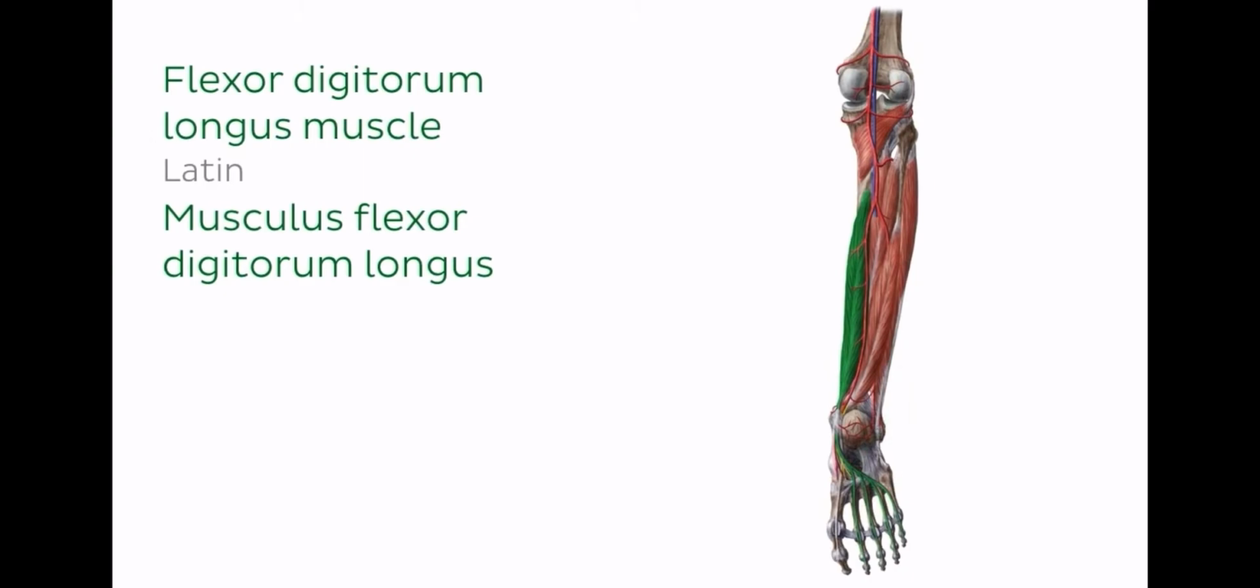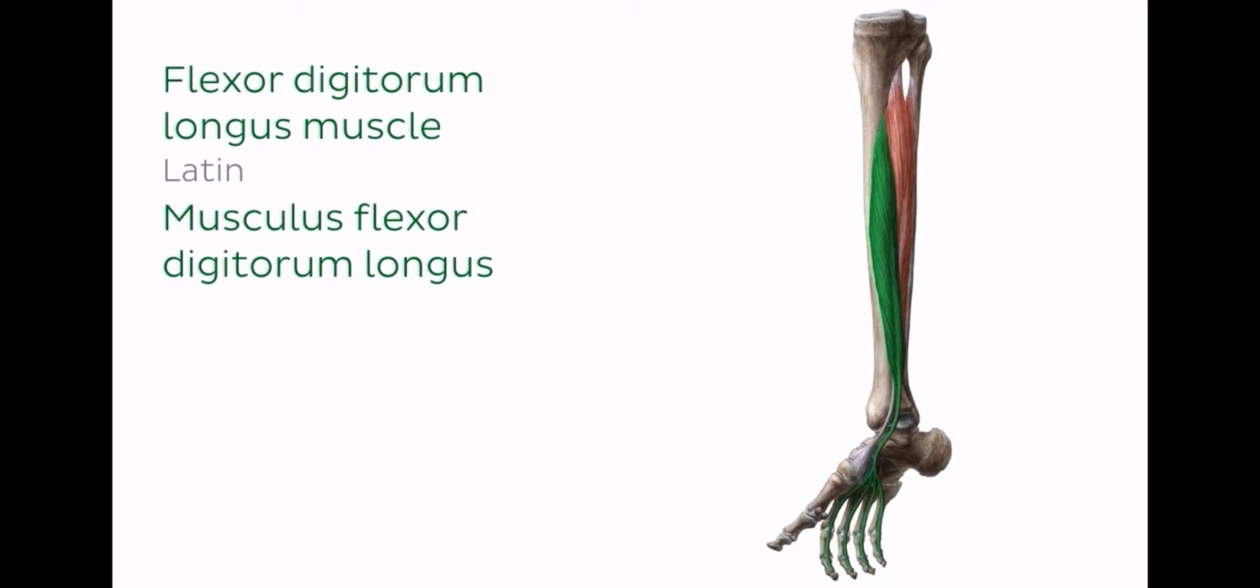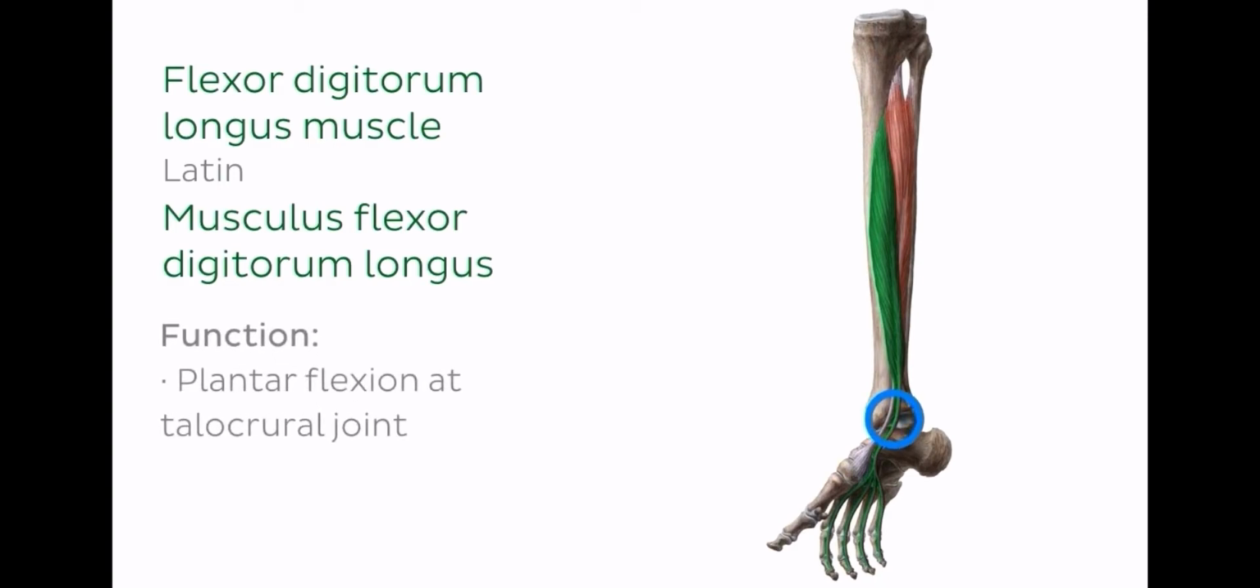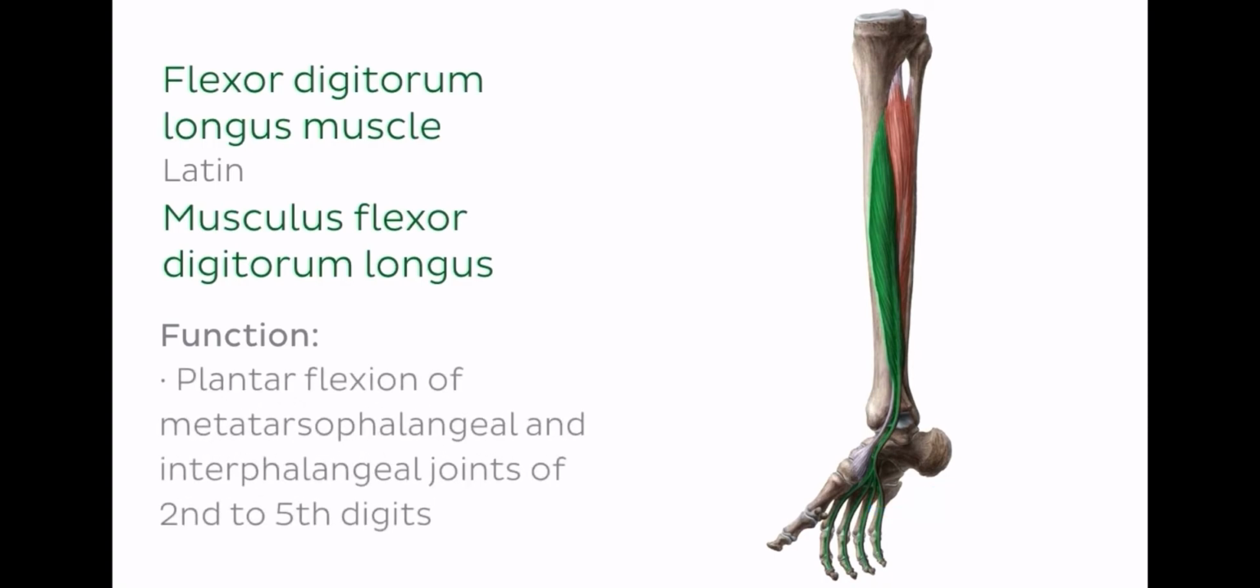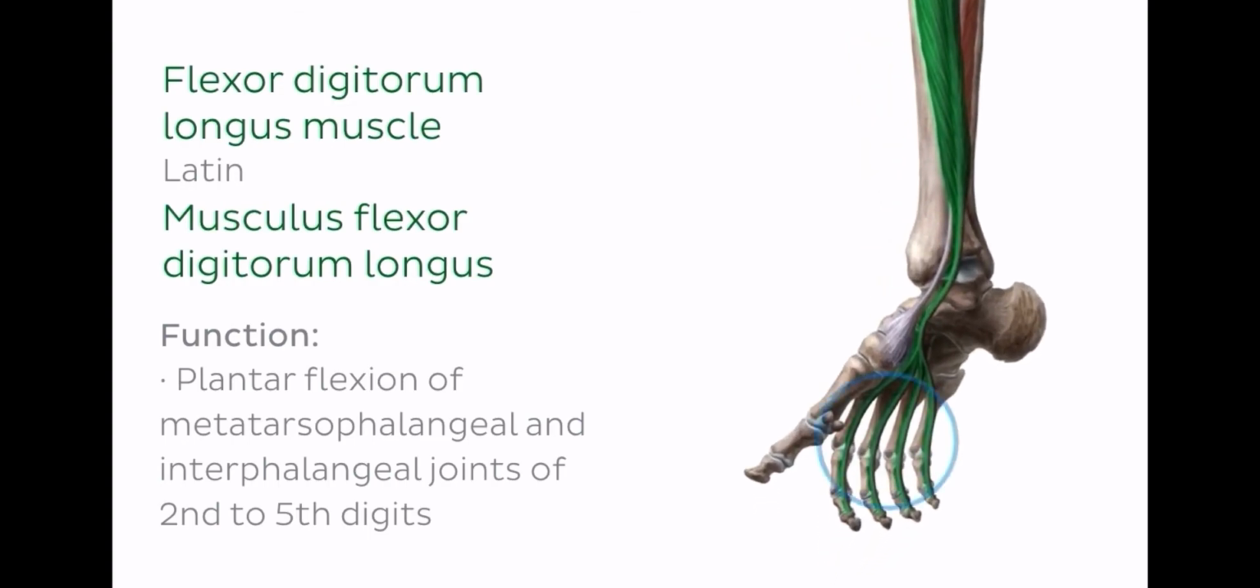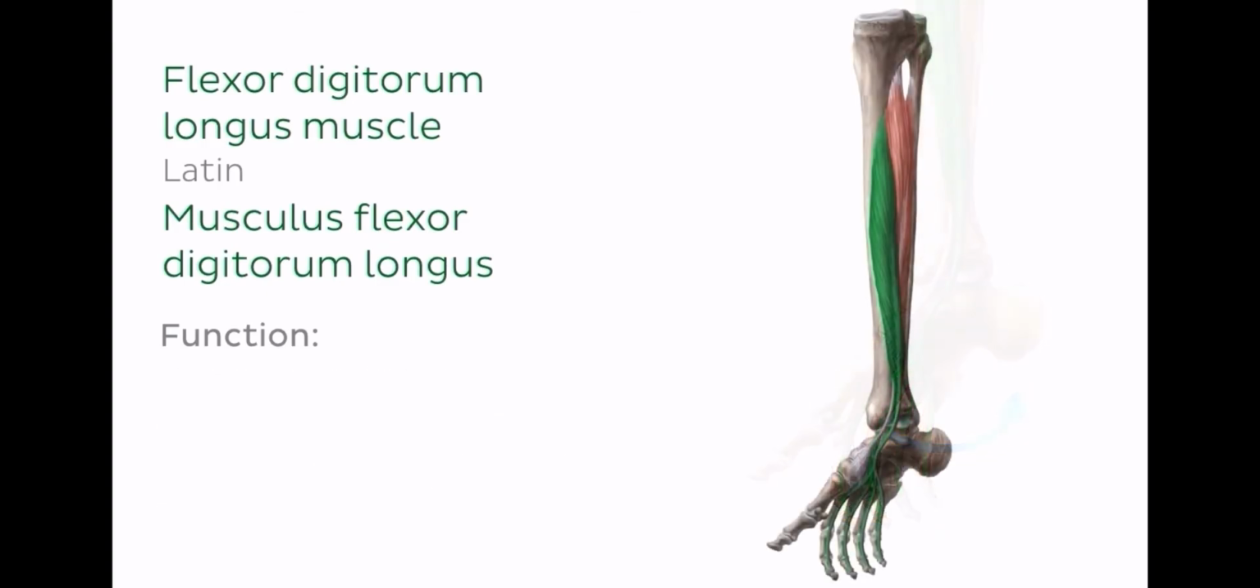Let's move on now to the flexor digitorum longus muscle. And as you can see, the flexor digitorum longus muscle is a deep muscle of the posterior leg, and it's fairly explanatory looking at its name, as it facilitates plantar flexion at the talocrural joint, as well as plantar flexion of the metatarsophalangeal and interphalangeal joints of the second to fifth digits. And if we look at our image on the right, we can see the second to fifth digits in the blue circle. And the metatarsophalangeal joints are these ones over here, while the interphalangeal joints are these joints down here. And of course, with this arrow, you can see the plantar flexion. It also facilitates supination of the subtalar joint.